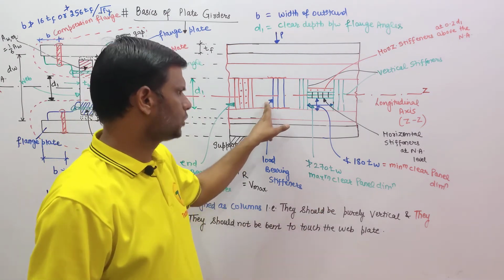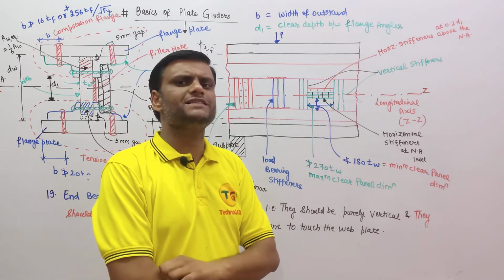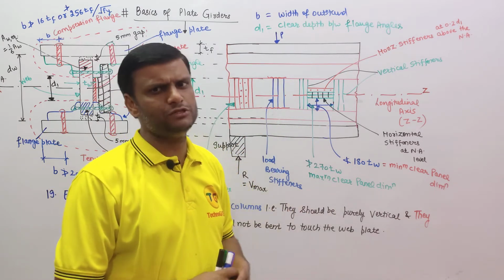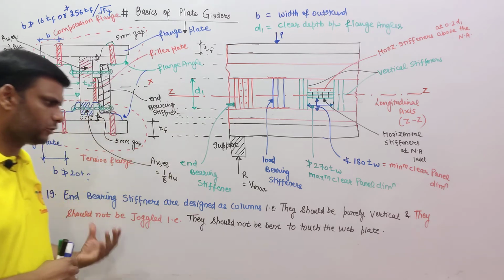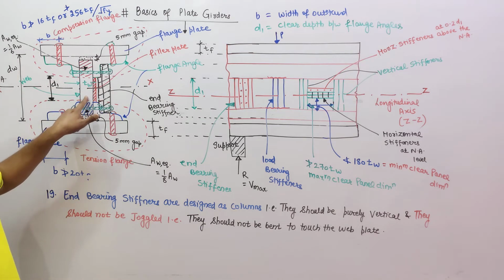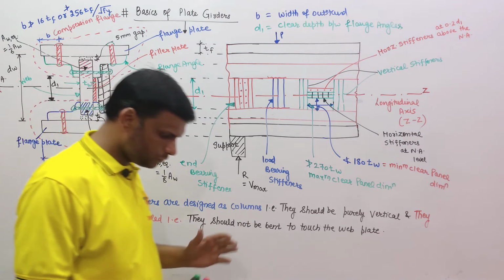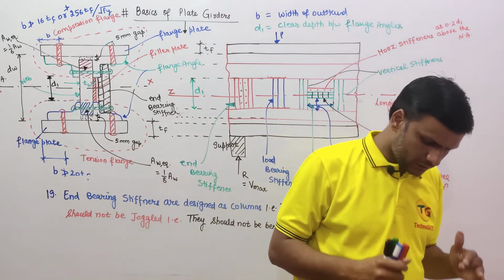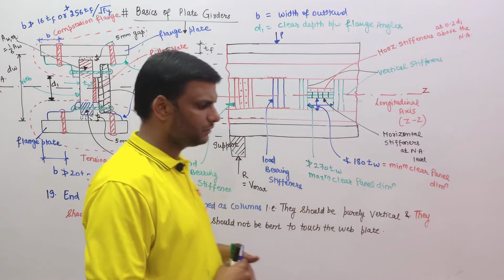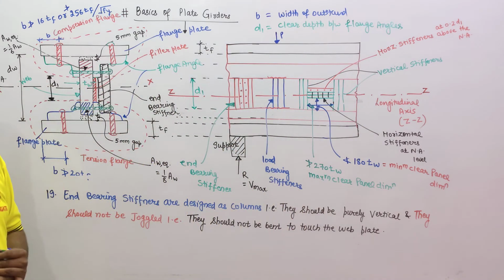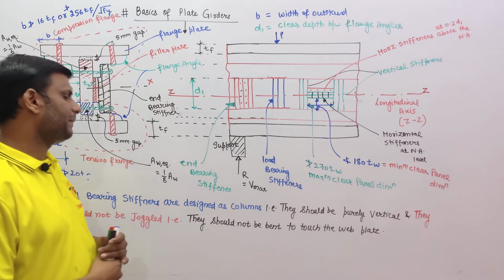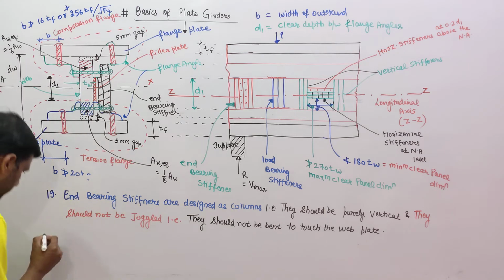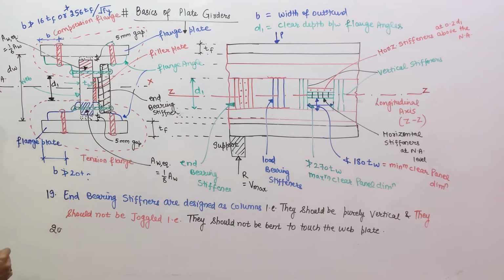However, these load bearing vertical stiffeners should not be designed as columns. They can be joggled, but end bearing stiffeners cannot be joggled. They should not touch the web plate, or be bent to touch the web plate. So the gap between the web plate and the end bearing stiffener is maintained by providing a filler plate or packing plate. Point number 20.